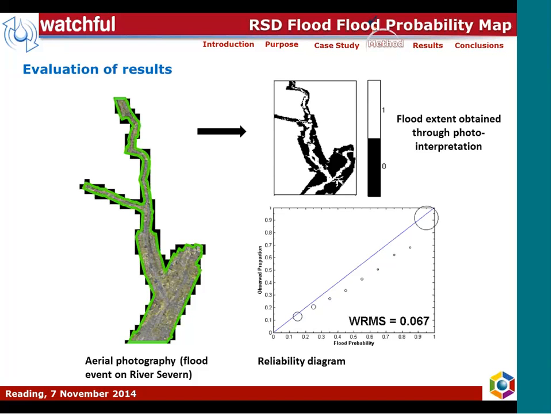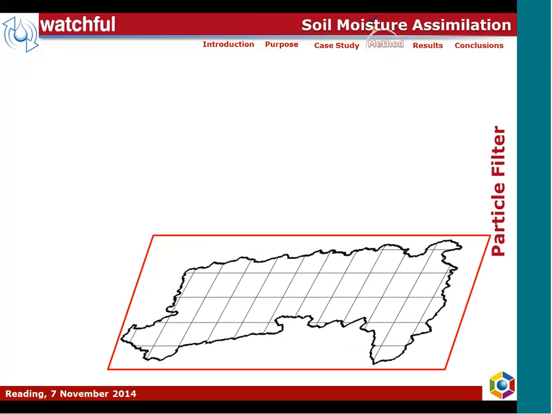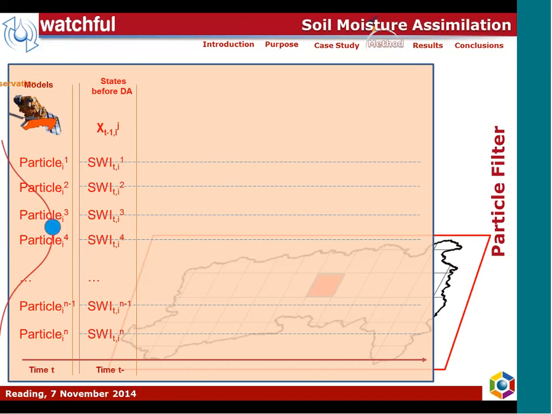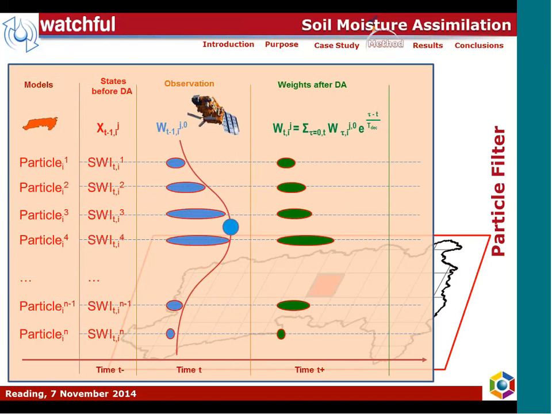And the validation we perform is using these QQ plots where you can use as a benchmark a flood extent that can be obtained through aerial photography to see if the probabilities that you obtain from your remote sensing product give you a close enough estimate of the real probabilities of having a flood on a given pixel. Then concerning the assimilation schemes, we used a particle filter.